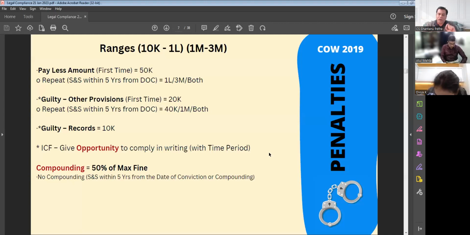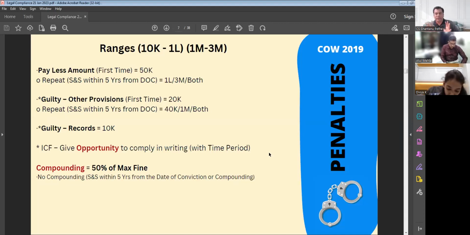Now, a very interesting provision is there under this law, and this aspect shows that the government is more interested in compliance with the law instead of prosecuting or punishing people. So here the provision says that the inspector should give the employer an opportunity to comply. If there is any violation, he should give the opportunity to comply in writing with the time period specified.